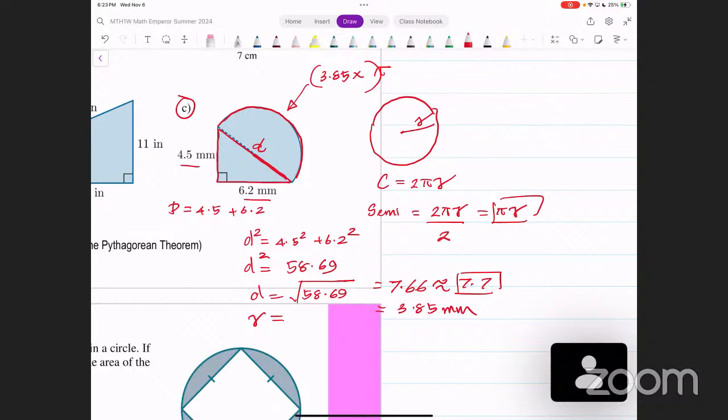All right. So 3.85 times pi. Okay, can you all do the answer? Can you guys all simplify that? I'm going to ask the question.